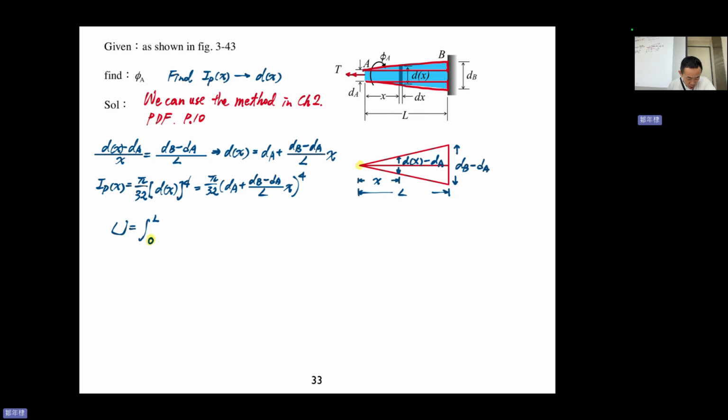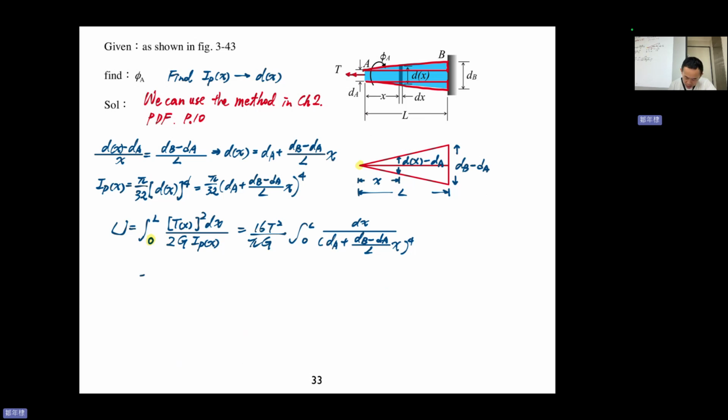Next one, let's continue. So the integral of T squared dx over 2G IPX. Let me make it smaller. It equals 16 T squared divided by pi G, luckily T is constant, times the integral from 0 to L of dx over dA plus (dB minus dA) divided by L times x, to the power 4.